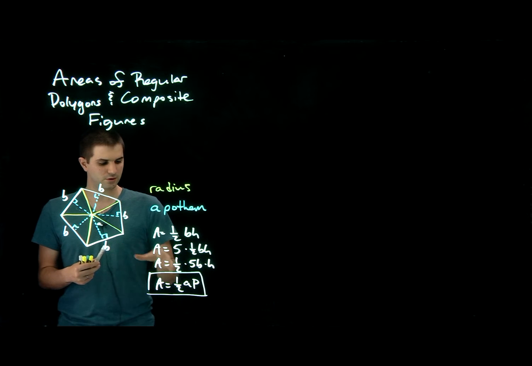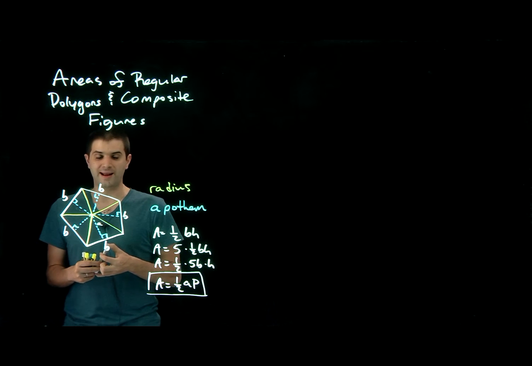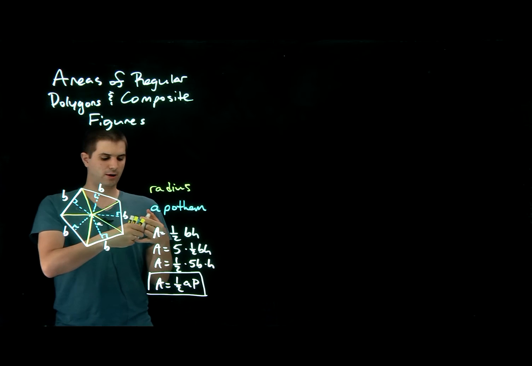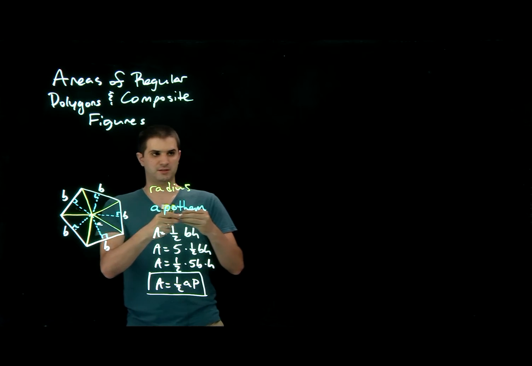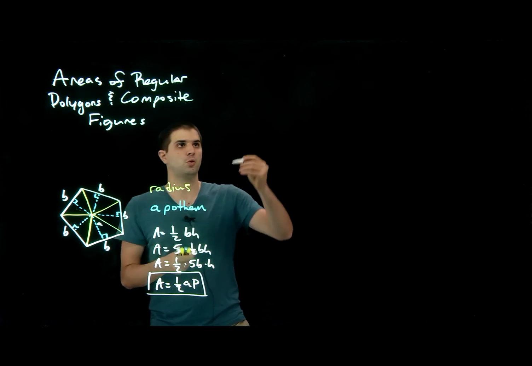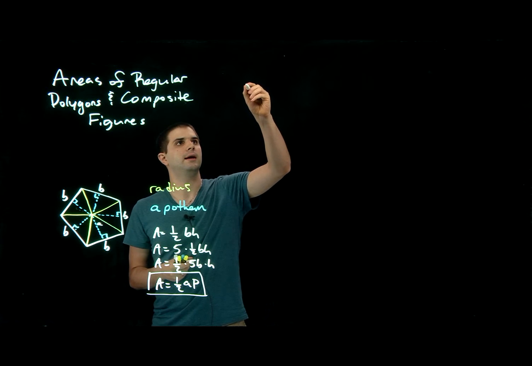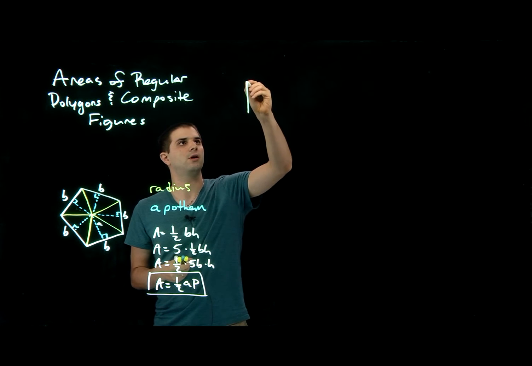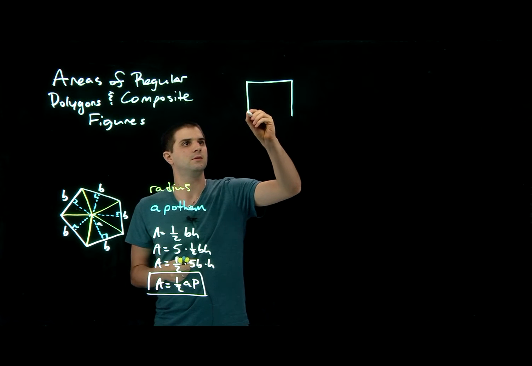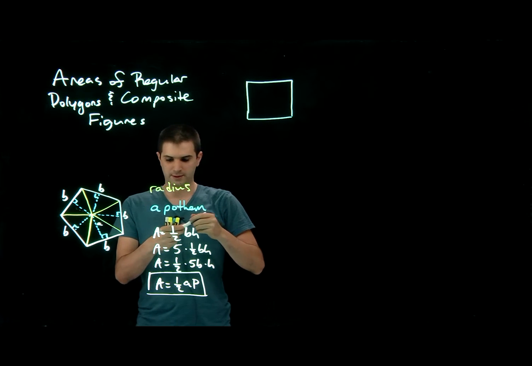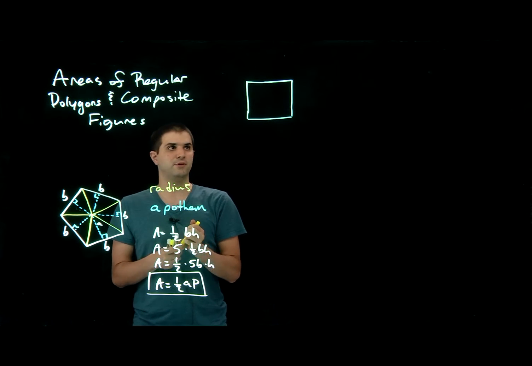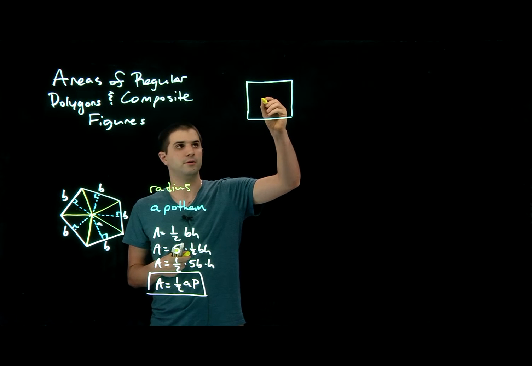So that is our general formula, 1/2 AP. Let me draw, for example, a square, and I'll draw a hexagon as well. Just to illustrate this point, I'm going to draw the same things here, just briefly cover it.